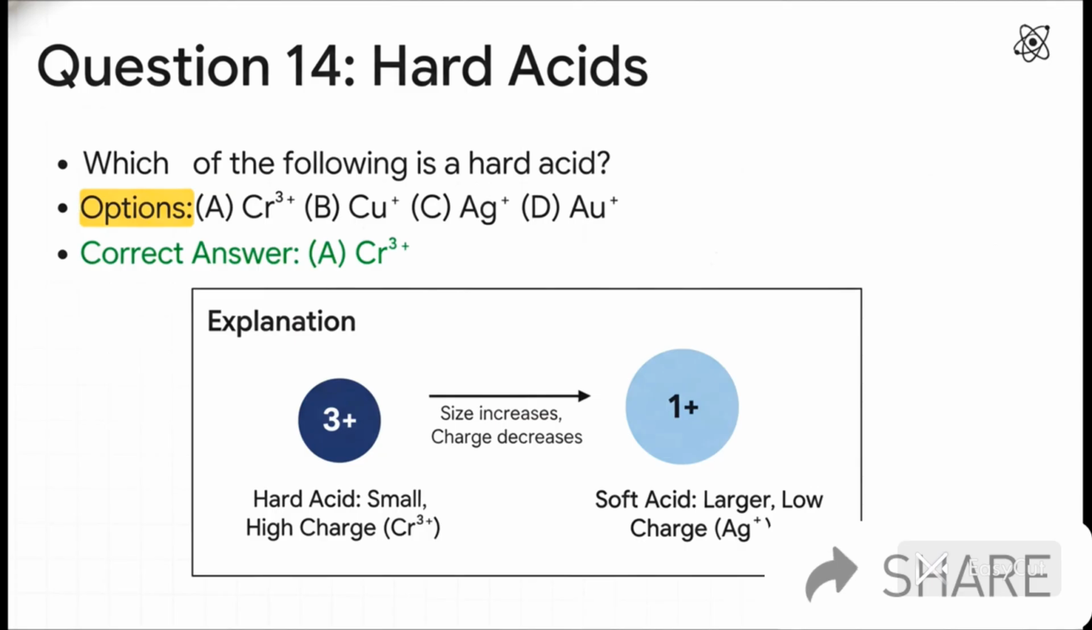Let's look at question 14. Which of these is a hard acid? The answer is A, Cr3+. A good rule of thumb for this is to think of hard acids as small ions with a high positive charge. Chromium, with its +3 charge, fits that description perfectly. The other options are bigger ions with only a +1 charge, which makes them classic examples of soft acids.